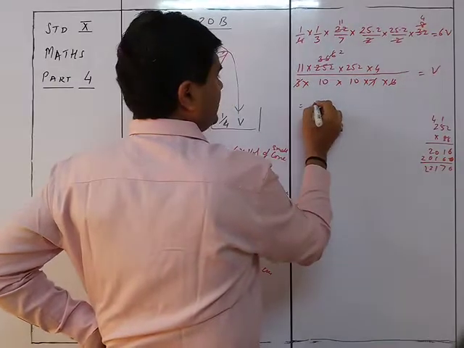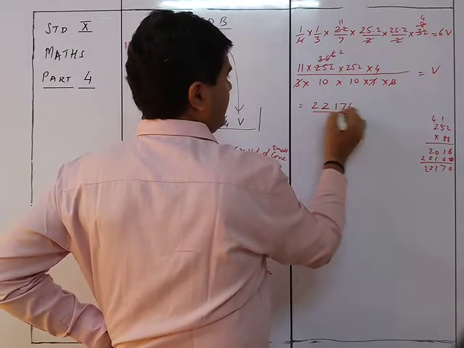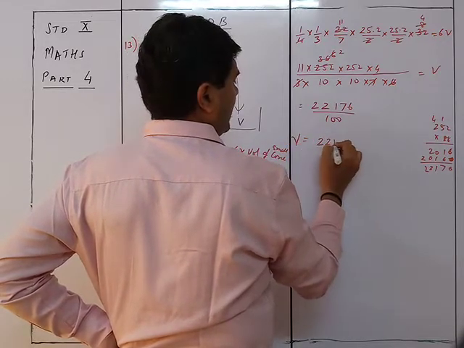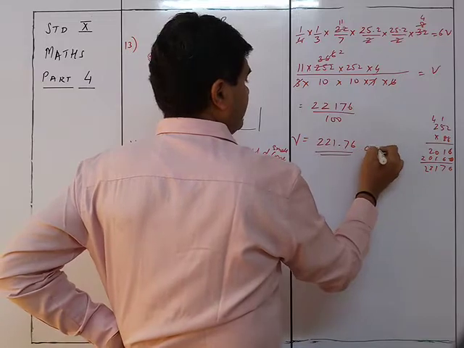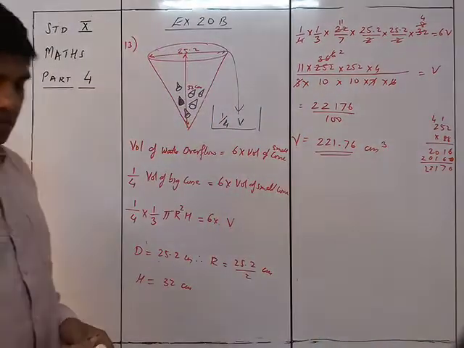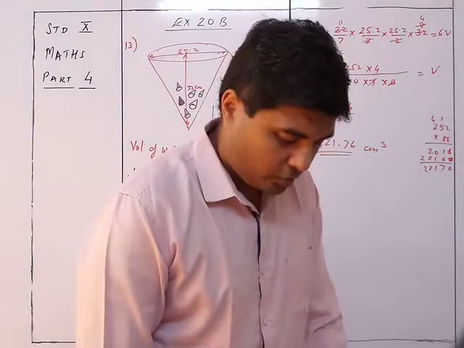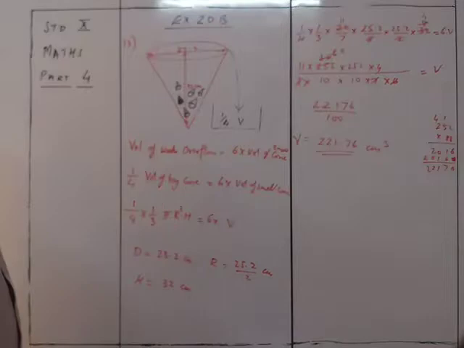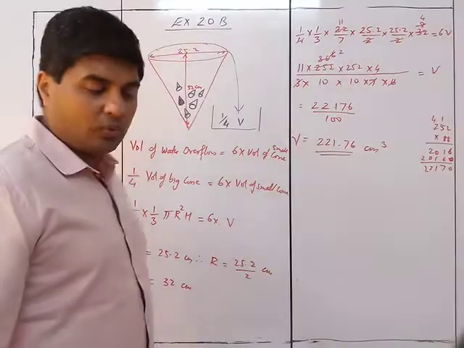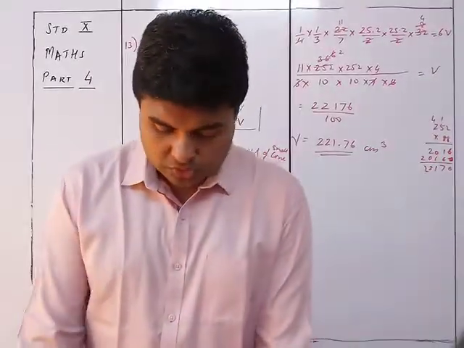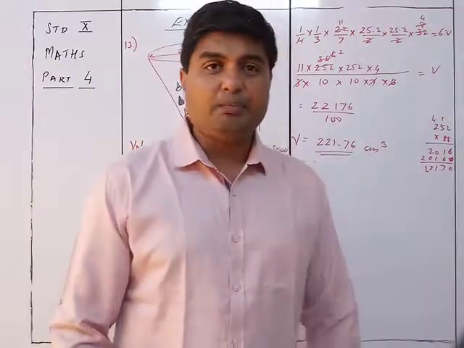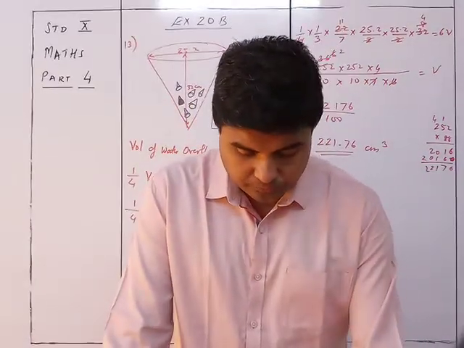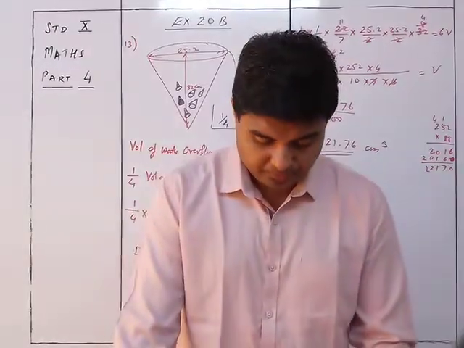So that will give me as 2,176/100. So the volume of the small cone will be 212.76 centimeter cube. Okay, 212.76 centimeter cube should be the answer for that. That's the correct answer. So that is the sum number 13. So that was the end of the cone. So this is how the exercise 20B is done. So that was sum number 13, which ends the exercise B.